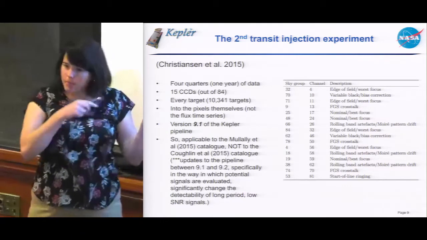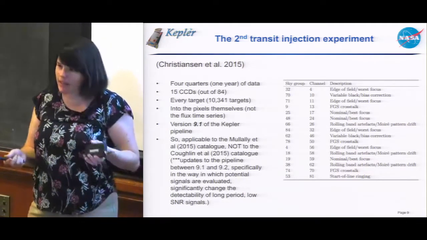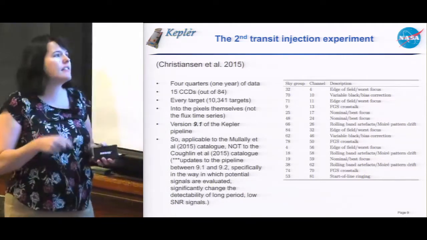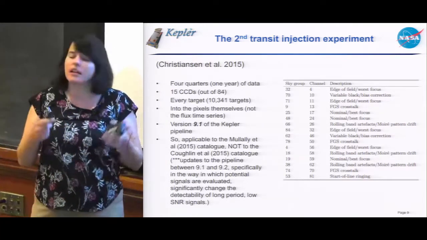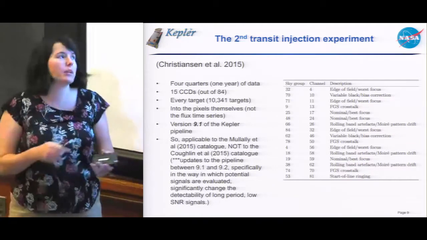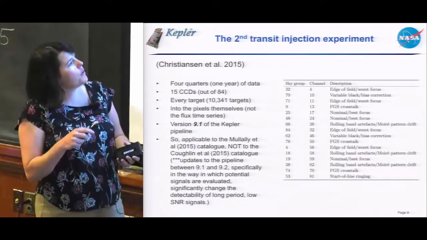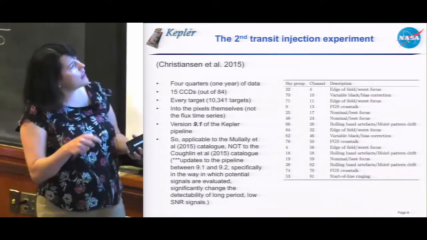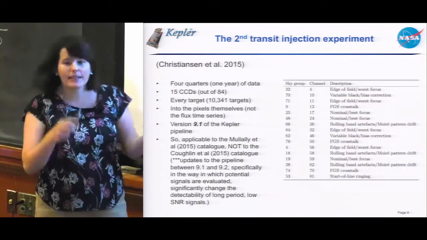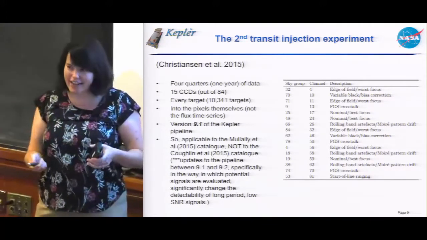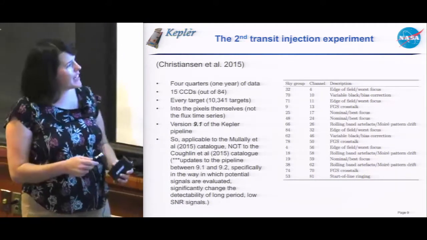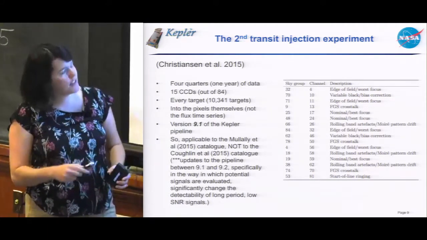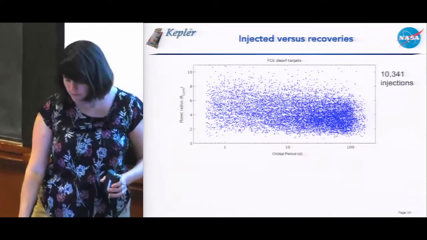Now, again, I mentioned earlier that the catalog that just came out last week was a 9.2 catalog. This test was run with 9.1. And there was a big difference in the way the pipeline treated long period things between 9.1 and 9.2. So what I'm discussing here is relevant to the Mullally et al. catalog that came out 6 months ago, not the Coughlin et al. catalog that came out last week. It's just moving too fast, but we're trying to keep up. So again, just a gotcha going forward.